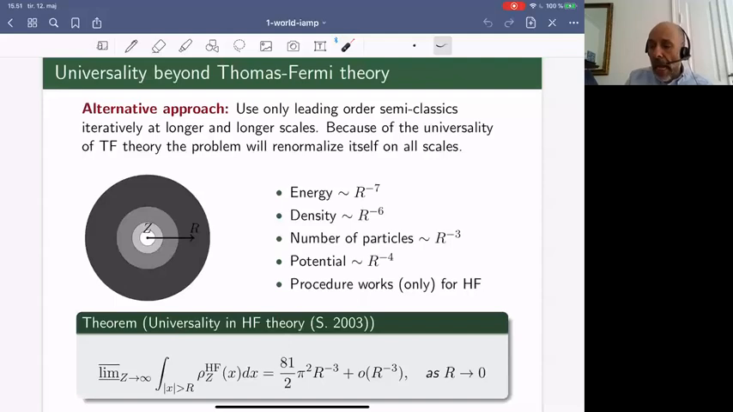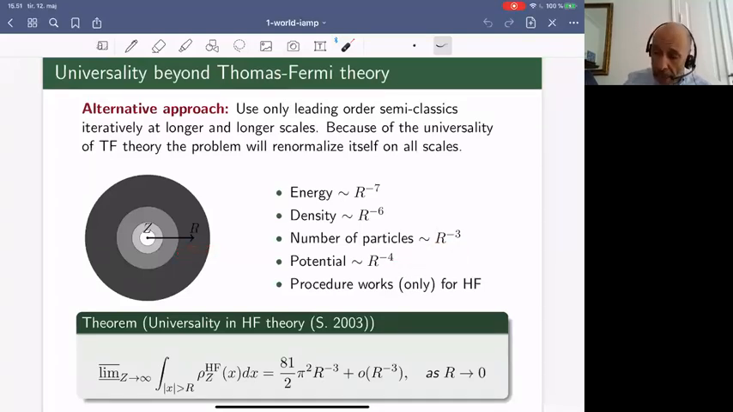So at a scale r of the atom, I would like to estimate the energy of that part of the atom to be r to the minus 7, and the density as r to the minus 6. The total number of electrons out on this scale here would be r to the minus 3. Potential would be r to the minus 4.